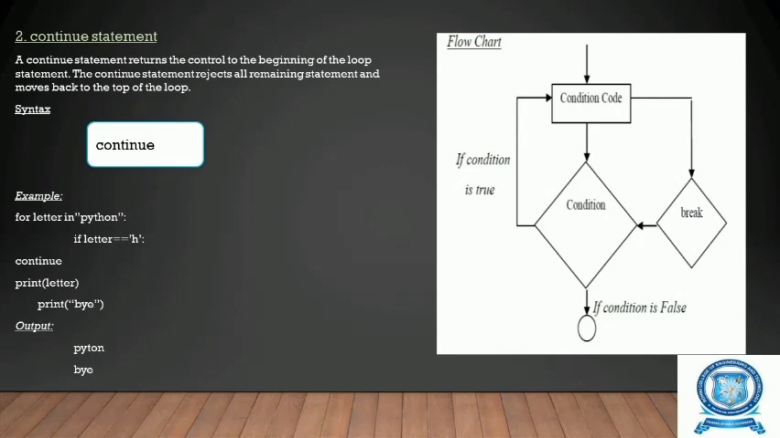So, let us see an example. For letter in Python, the same example, if letter is equal to h, we continue here, whereas there we were breaking. So, p will be printed, y will be printed, t will be printed. When the letter is h, we say continue, we do not print it. So, p, y, t, o, n will be printed. Okay, this is the flow chart for the continue statement.